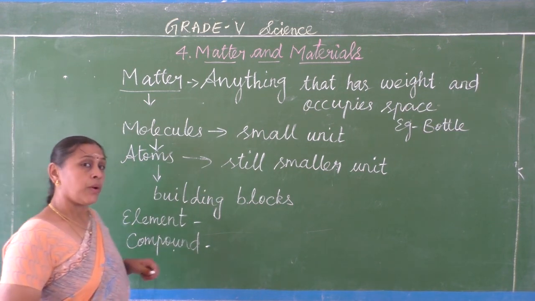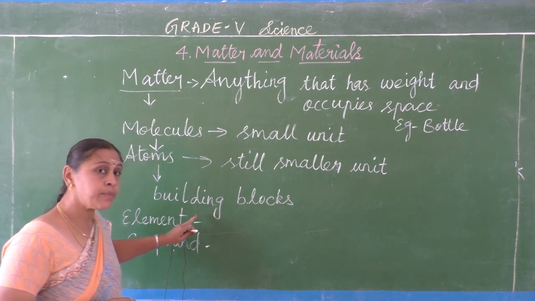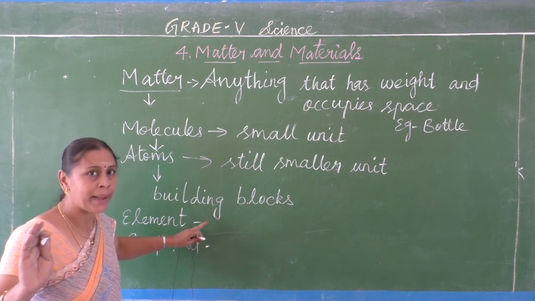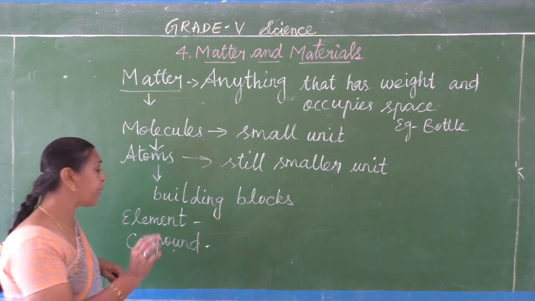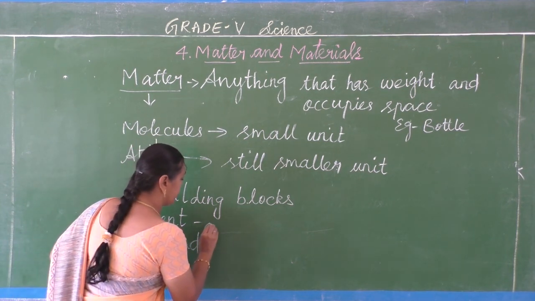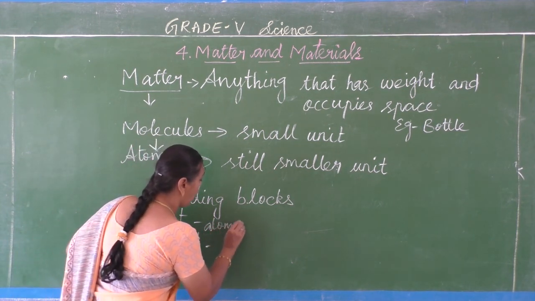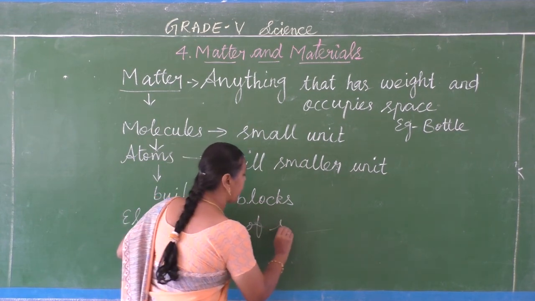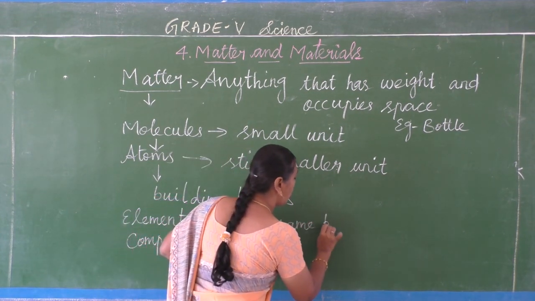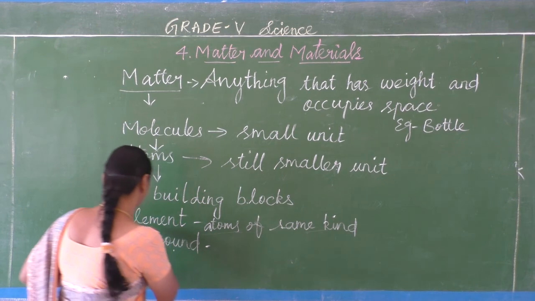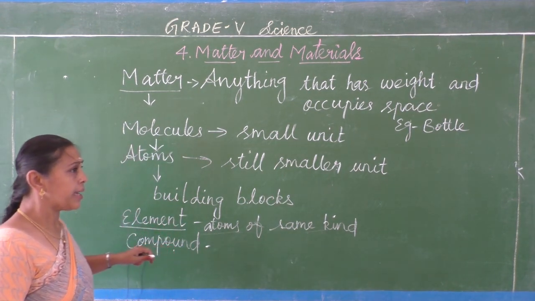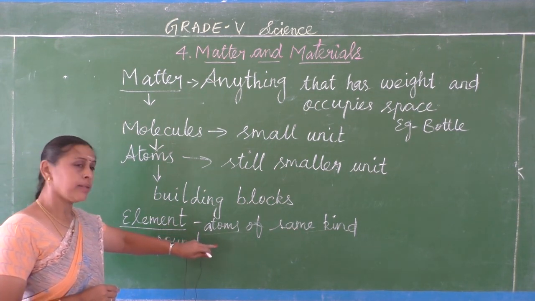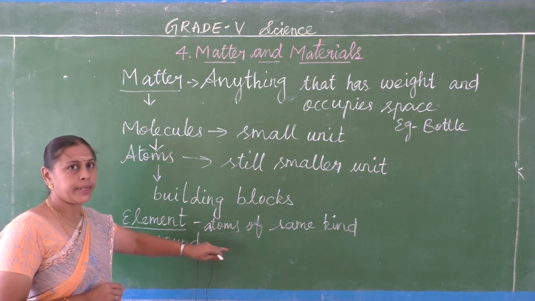So now we studied that atoms are the building blocks of matter. Atoms of the same kind are called an element. Okay, atoms of the same kind are called an element.